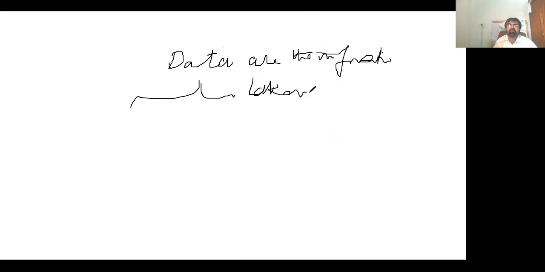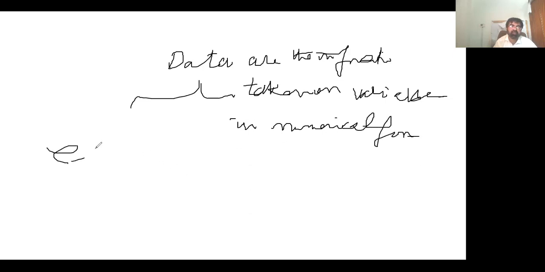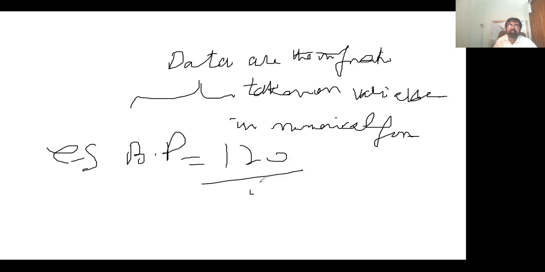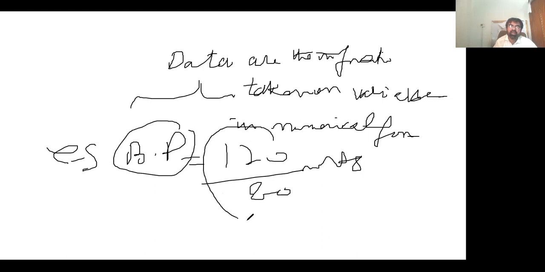taken on variable in numerical form. For example, if we have blood pressure 120 by 80 mm of Hg, what does that mean? Blood pressure is the variable, whereas when you measure the blood pressure of a person and it gives you 120 by 80, this is actually the data. This is the data because it comes when you measure the variable in numerical form, that will give you a digit, and that is called data.